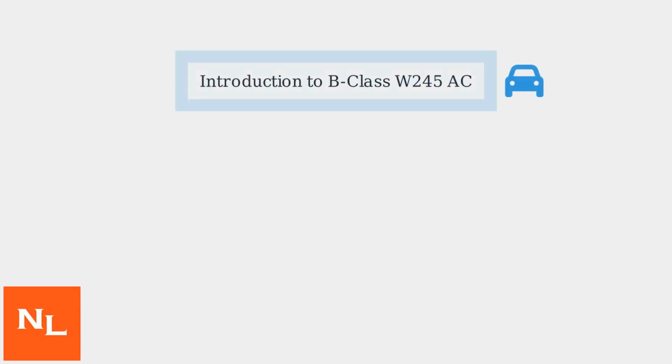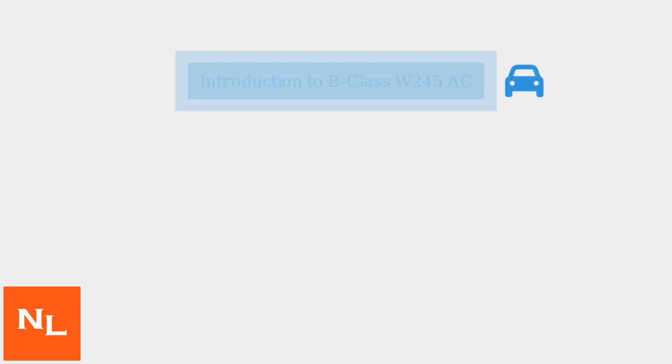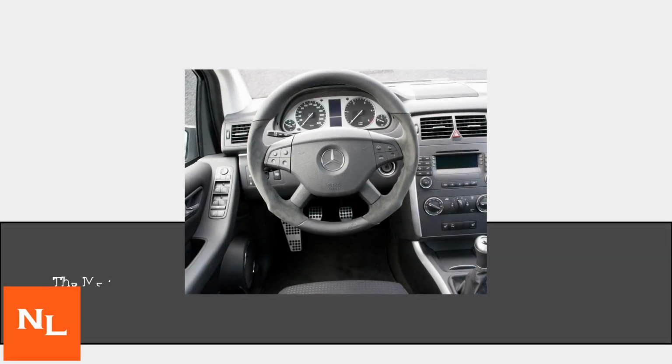The Mercedes-Benz B-Class W245, produced from 2005 to 2011, features an air conditioning system that is crucial for maintaining cabin comfort during drives. This video will guide you through the steps to enable or disable the AC system effectively. The AC system plays a key role in keeping the interior comfortable, especially in varying weather conditions.